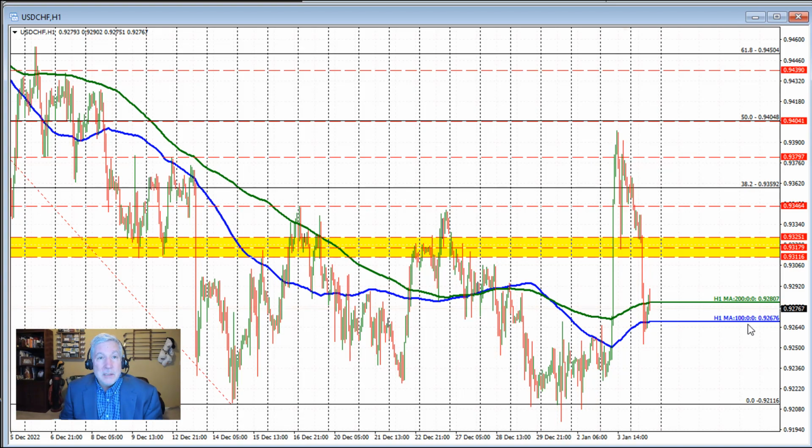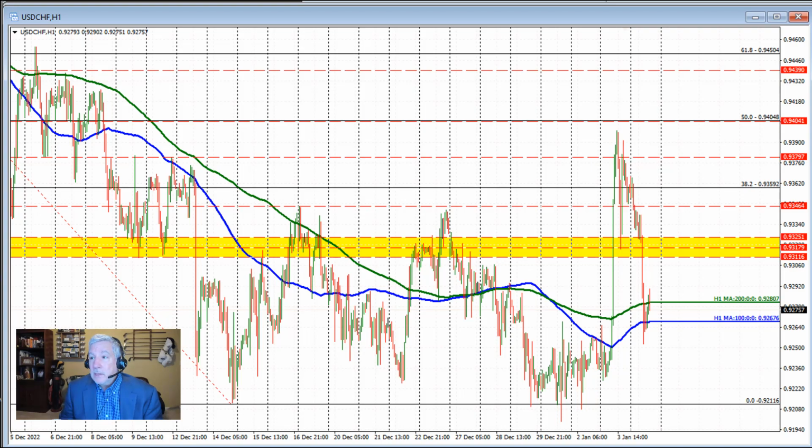In the process, the market moved below the 0.92767 level. That was the 100 hour moving average, and the 200 hour moving average is 0.9280. We are trading above and below both of those moving averages over the last few hours of trading. So the market is trying to figure out which way it wants to go for the dollar versus Swiss. Look for momentum. Right now, we're trading in between those levels.